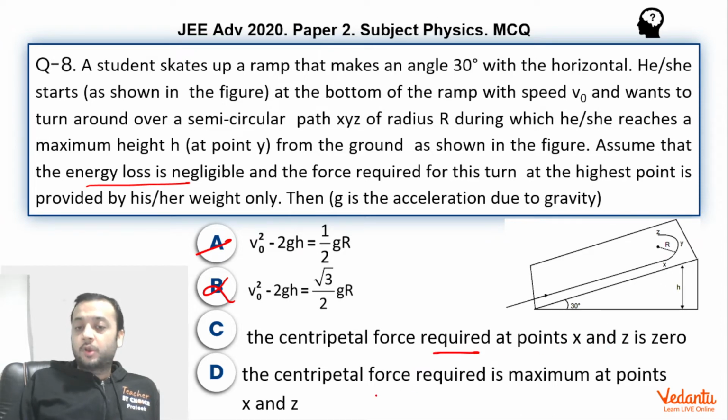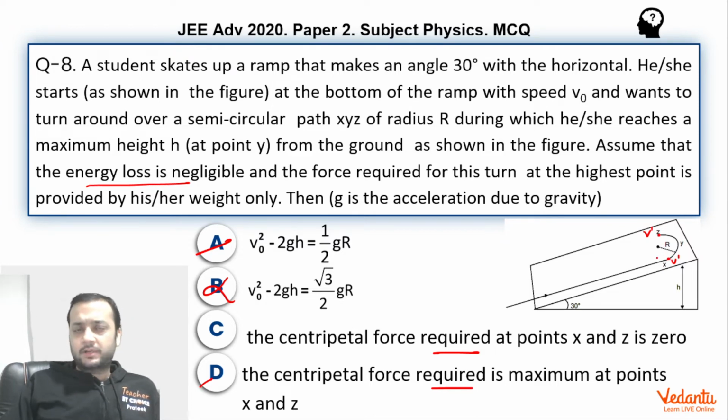Now, if you read options C and D: the centripetal force required at points X and Z is 0, or the centripetal force required at points X and Z is maximum. IIT had given option D as correct, using the logic that if the speed here is some v dash, then here also the speed will be v dash, and over this whole circle the speed will be v dash, which is maximum on this circle. If we compare the speeds at different parts of this semicircle, the speed will be maximum at X and Z. So v square by r is maximum, and hence the centripetal force will be maximum.